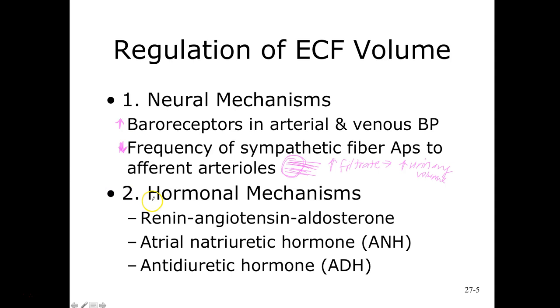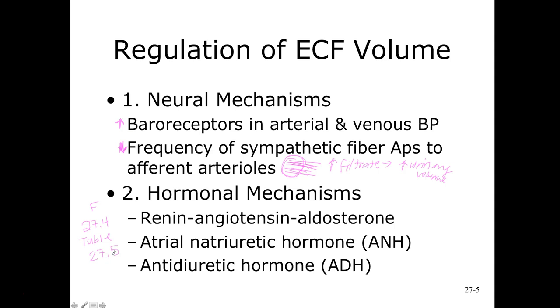Now for our hormonal mechanisms, I'm not going to go through these mechanisms again because we talked about them in our urinary system, and I hope you've got these down. If not, I want you to take a look at figure 27.4. I'll put an F for figure. That gives a really nice summary of these 3 hormonal mechanisms. And also you could take a look at table 27.5 in your book as well. That's a nice table that summarizes everything.